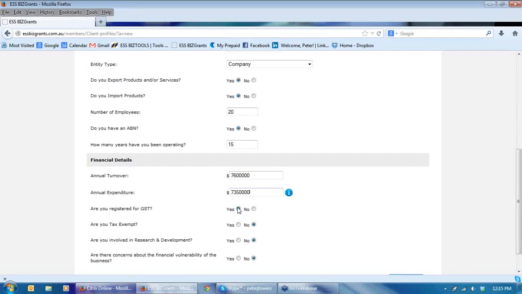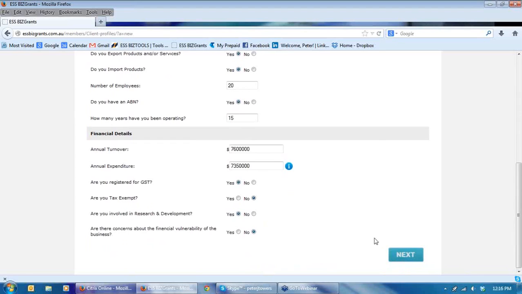They're registered for GST. They're not tax exempt. They will say they're involved in research and development, and there's no concerns about their financial vulnerability. So that's the basic questions you have to answer.